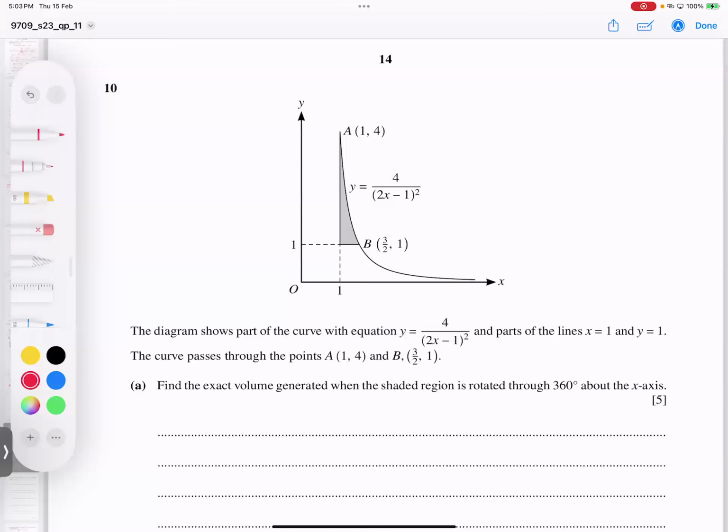Bismillah ar-Rahman ar-Rahim. This is a 2023 variant 11 question, question number 10. Okay, what is the question?